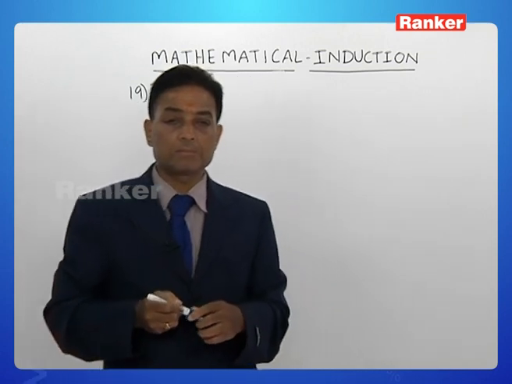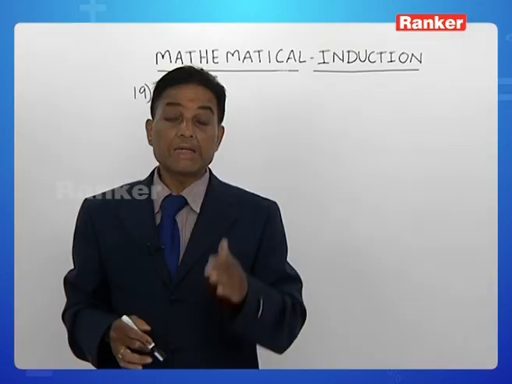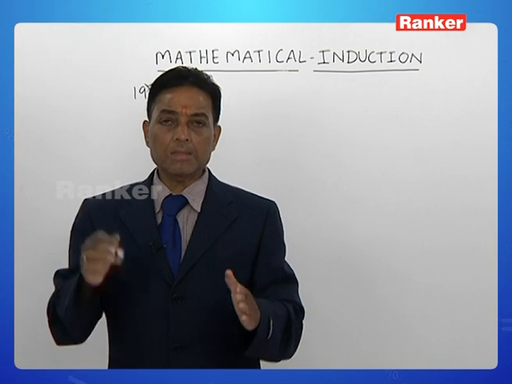Question number 19. There are 4 values given. We have to simplify each value and write them in increasing order or decreasing order. Here they are asking increasing order. So this is again a new model question. We have to compare and write in the increasing order. Four options are given: first option ABCD, second one ADBC, third one DCBA and fourth one DABC. Increasing order, right answer, right option.